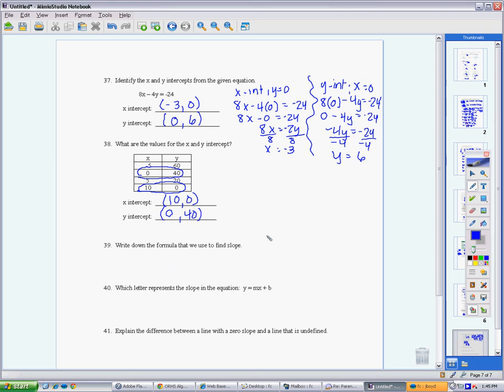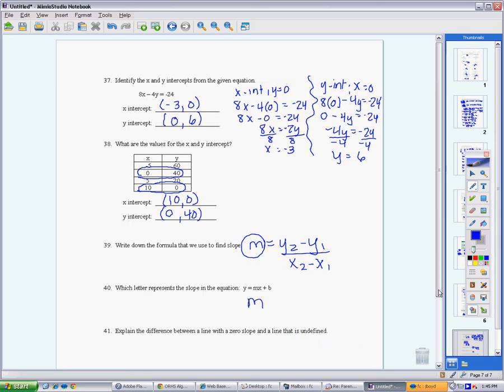Write down the formula that we use to find slope. M equals y2 minus y1 over x2 minus x1. Which letter represents the slope in the equation? Well, slope is the m variable.